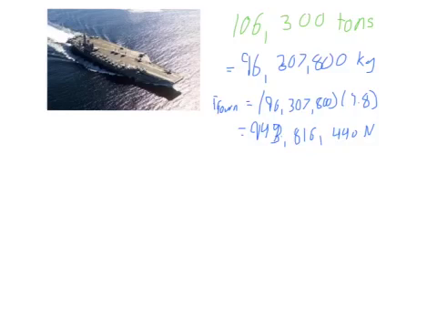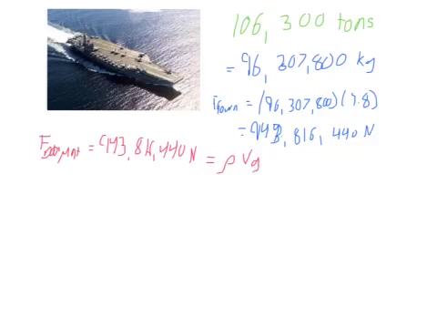So, F buoyant equals 943,816,440 newtons, which is also equal to rho v g.